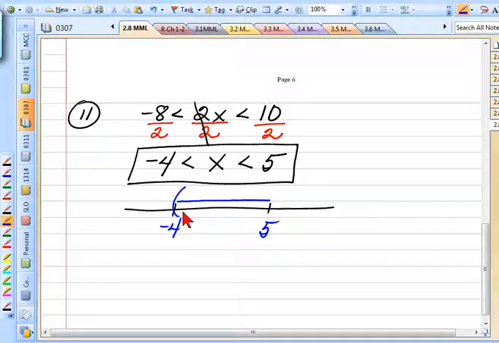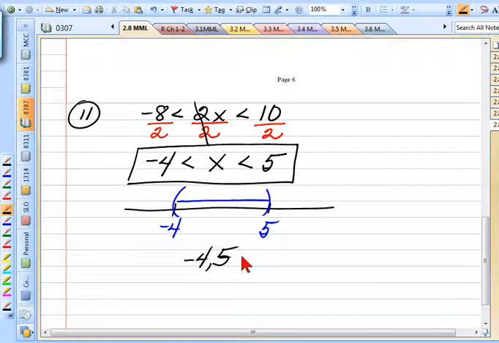Okay? And by the way, why did we put parentheses and not brackets? Because there's not an equal. Because it didn't say equal. Equal means bracket. All right? The last thing is, what will the interval be? Negative 4, comma 5. -4, 5, parentheses on both.